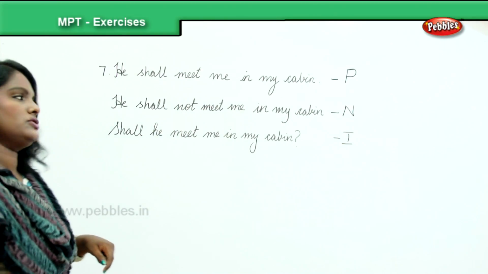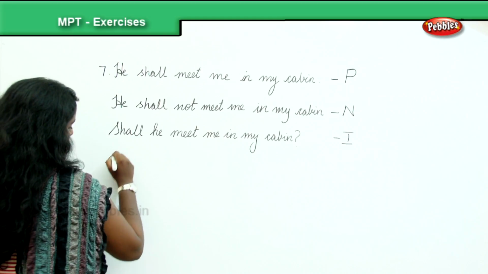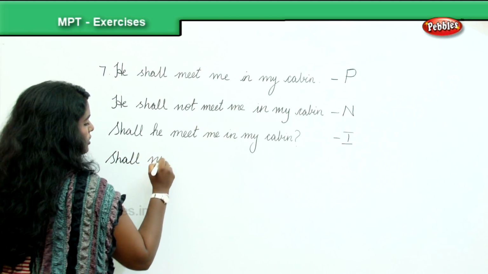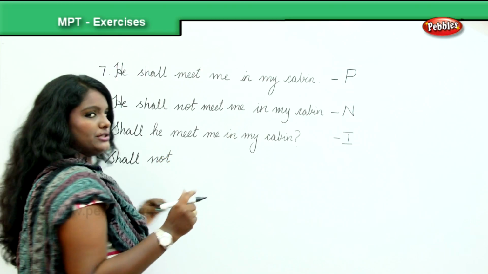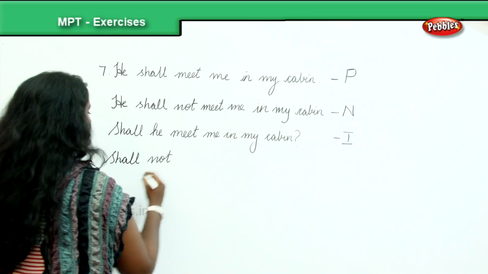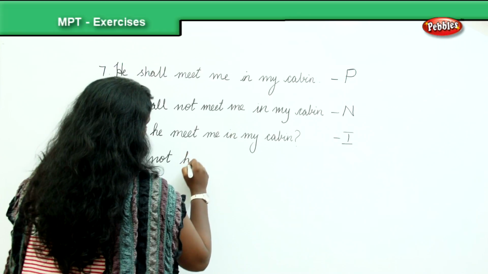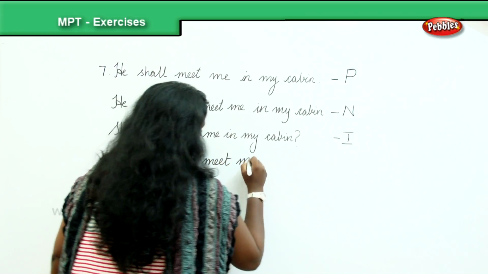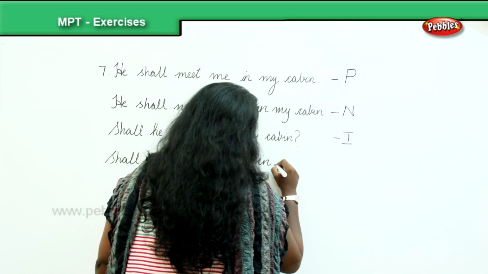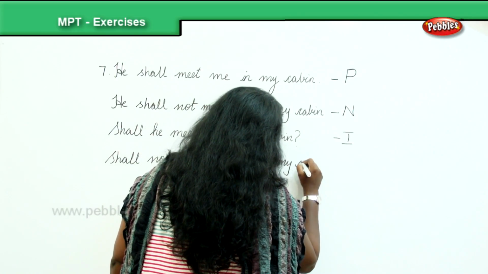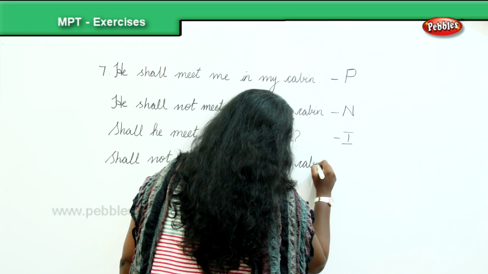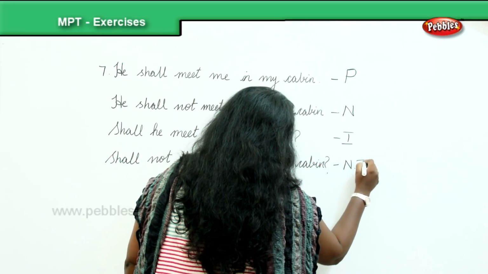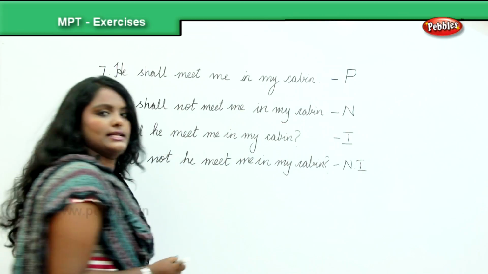And the negative interrogative goes like this. Shall not can be written as shan't. Shall not he meet me in my cabin? So this is the negative interrogative form of the sentence.